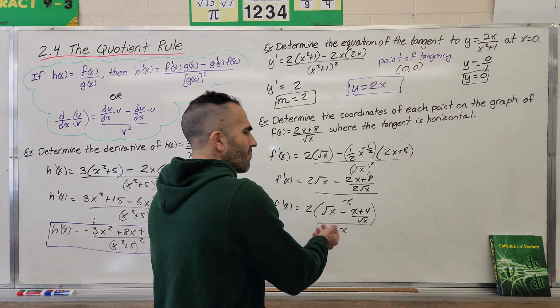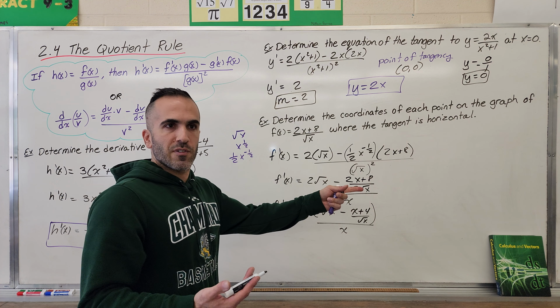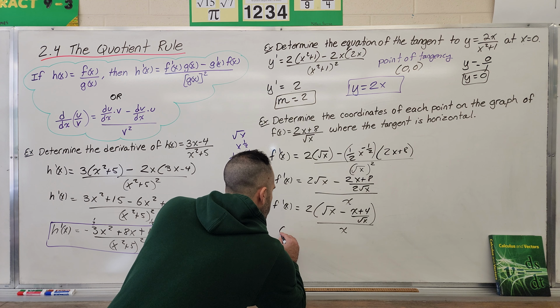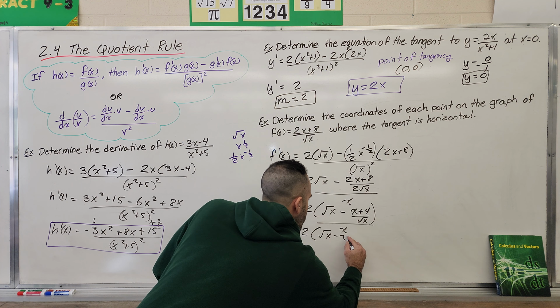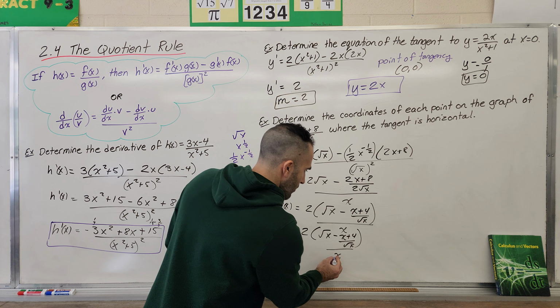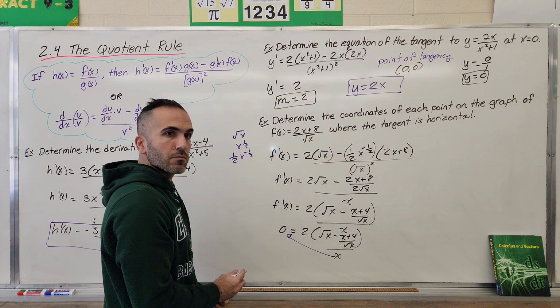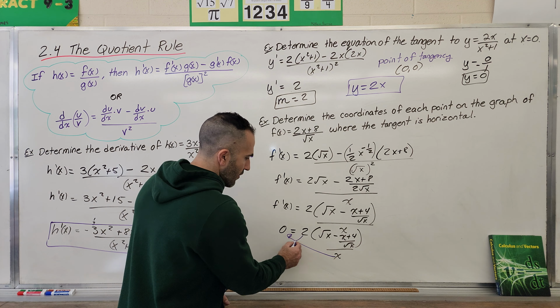Okay, so let's set it equal to 0 because we're going to have to do the simplification anyways. 0 equals 2 root x minus x plus 4 over root x, all over x. Right? A bit of a disaster, but no problem. Get rid of that x. 0, that's allowed. Divide by 2, 0, that's allowed. So right now I'm at 0 equals root x minus x plus 4 over root x. This is where I'm at.